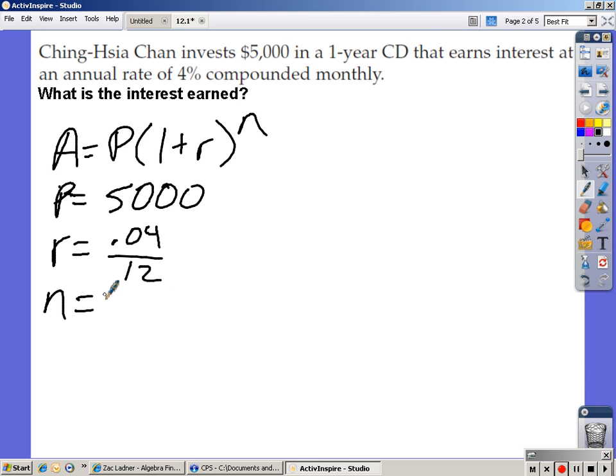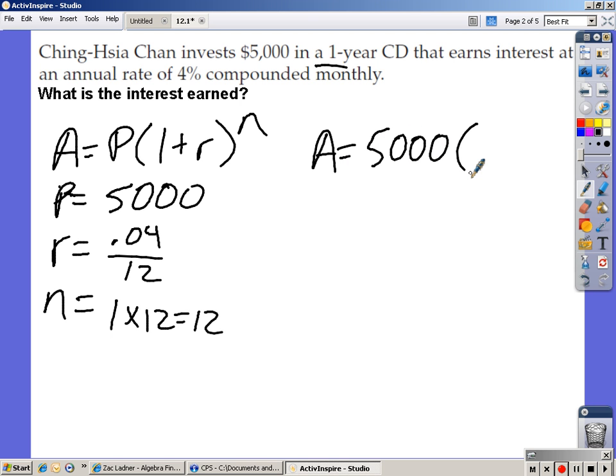N. Let's see, it's a one-year CD, okay? So because we're doing this monthly, it's 1 times 12, so my n value is 12. Go ahead and plug this into your formula. A equals 5,000 times 1 plus 0.04 divided by 12, and I divided by 12 because it's monthly, to the 12th power. Go ahead and work that out.